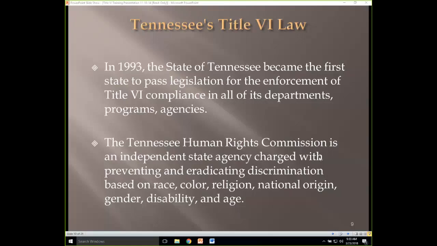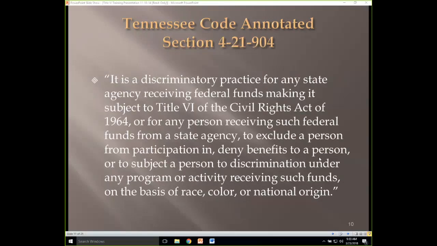So Tennessee's Title VI law is codified in Tennessee Code Annotated Section 4-21-904, which reads, "It is a discriminatory practice for any state agency receiving federal funds, making it subject to Title VI of the Civil Rights Act of 1964, or for any person receiving such federal funds from a state agency, to exclude a person from participation in, deny benefits to a person, or to subject a person to discrimination under any program or activity receiving such funds on the basis of race, color, or national origin."